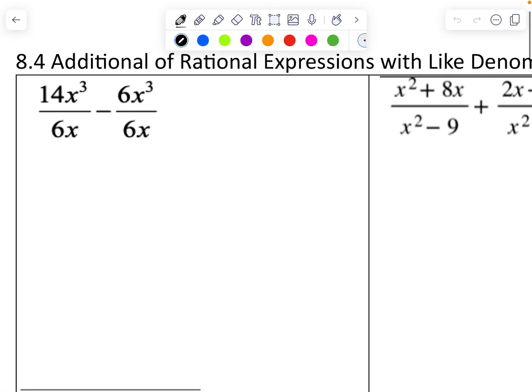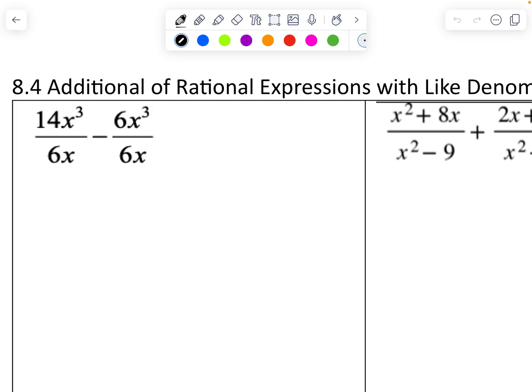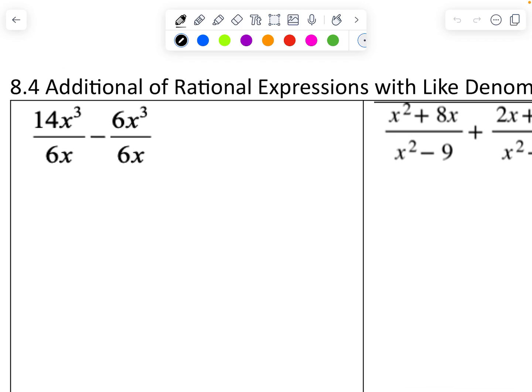Okay, friends, so these notes are going to be over 8.4, addition of rational expressions with like denominators. So let's go with addition of rational expressions with like denominators.